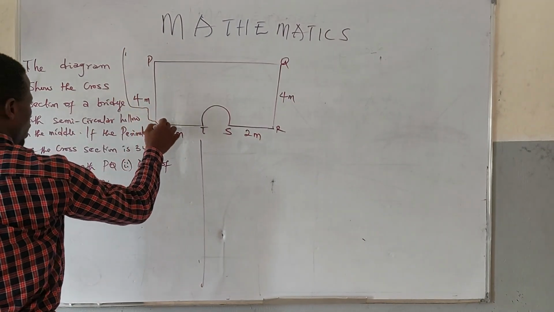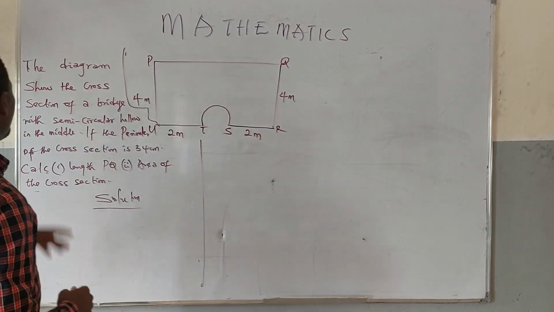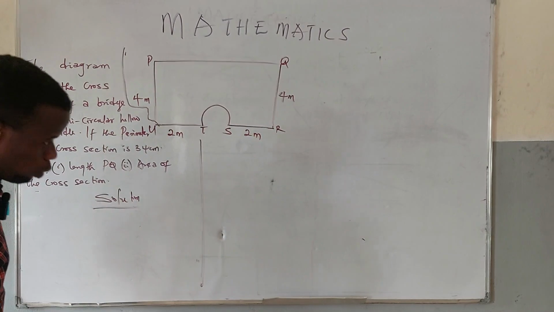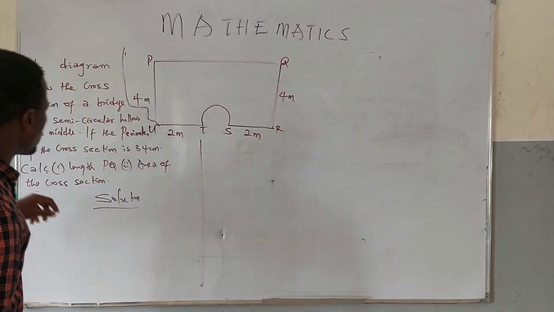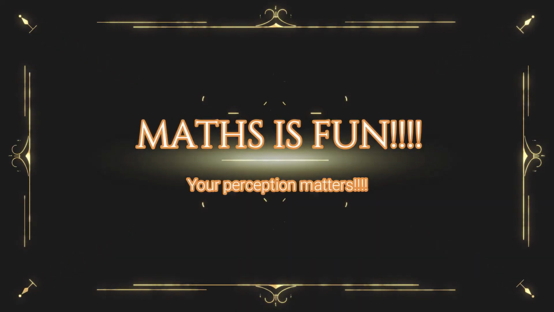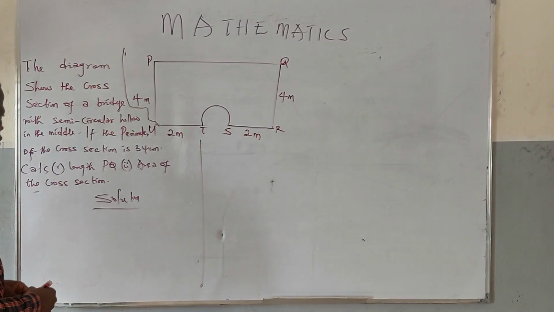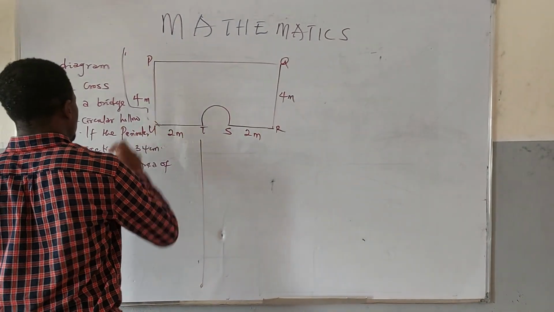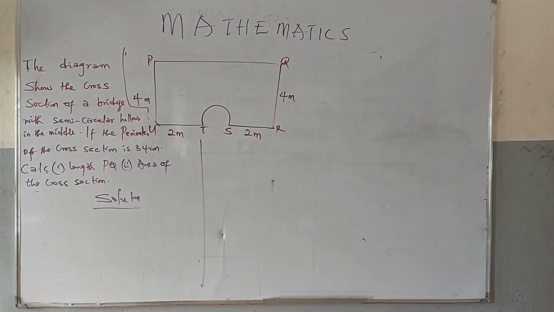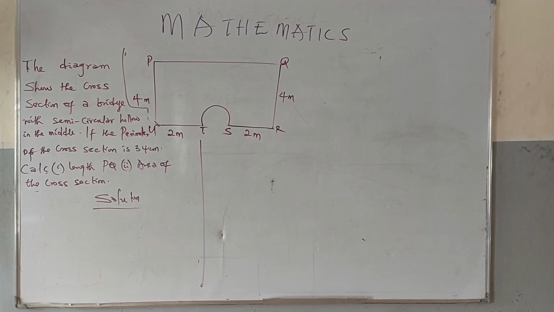Of a bridge with a semicircular hollow. This is a hollow in the middle. If the perimeter of the cross section is 34 centimeters, calculate the length PQ. Two, calculate the area of the cross section. Then can we just go ahead and solve?